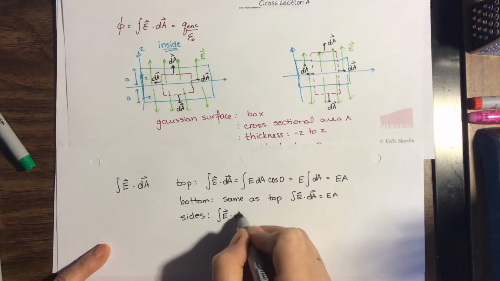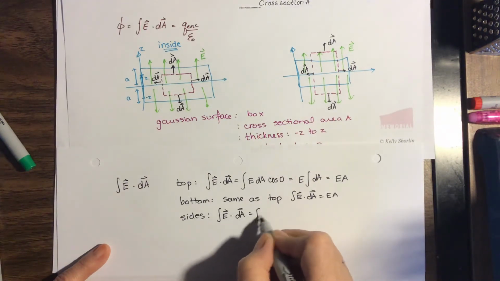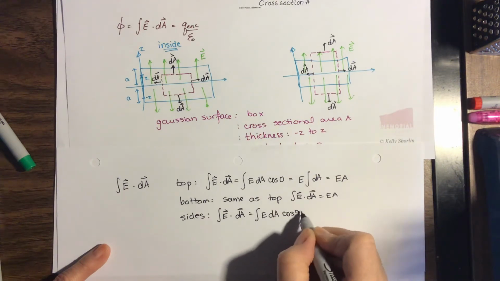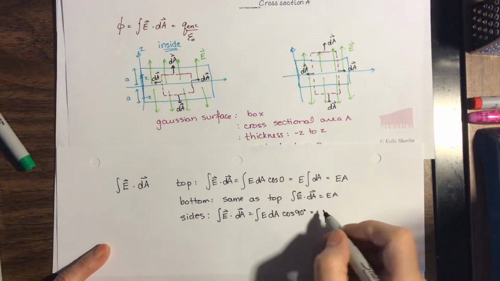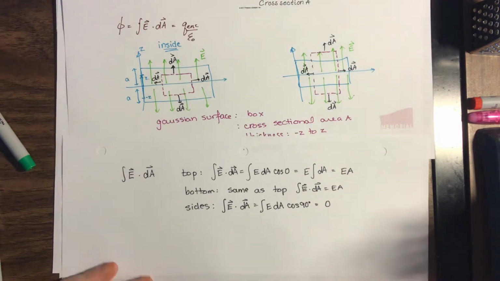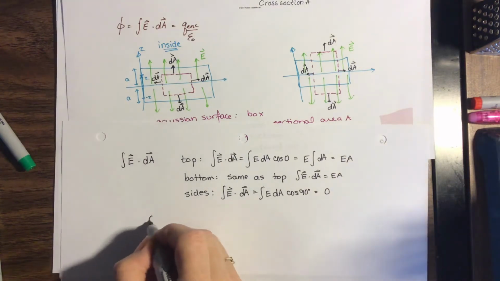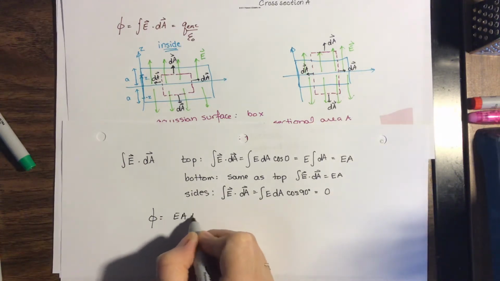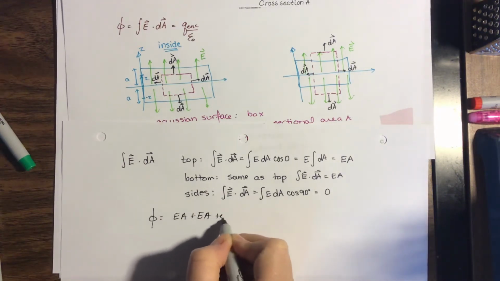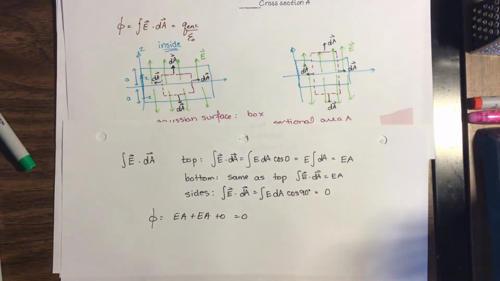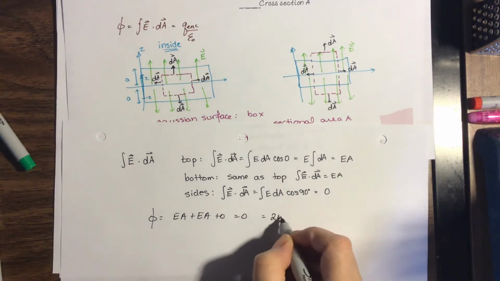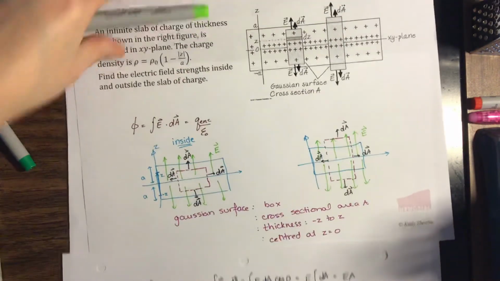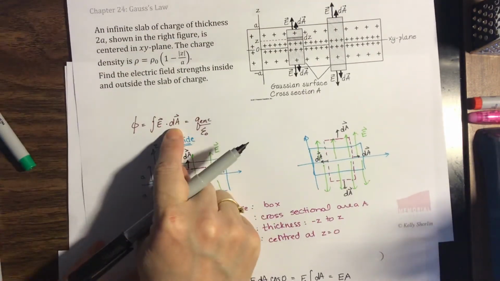So the integral of E dot dA for the sides is magnitude of E times magnitude of dA times the cosine of 90 degrees. Cosine of 90 is 0, so this gives us 0. That tells us that our net electric flux is EA plus EA plus 0, which equals 2EA. So what we've done so far is this side of Gauss's law.